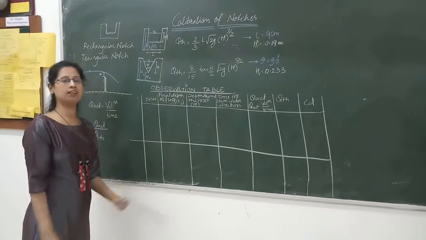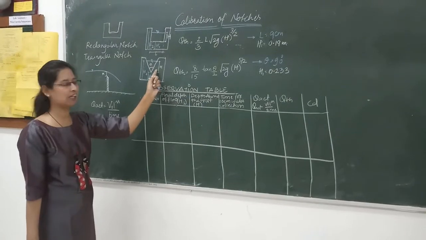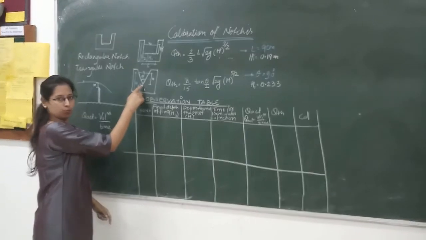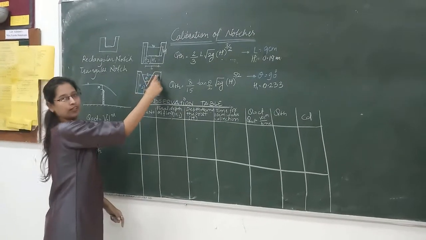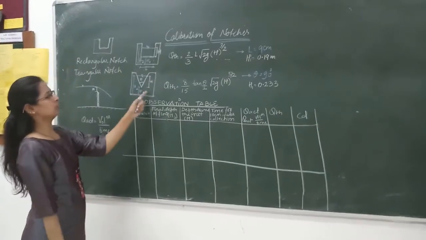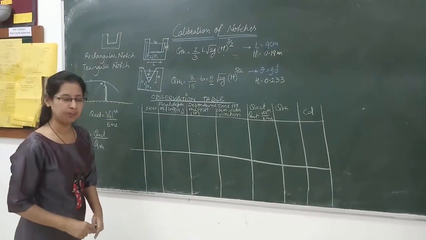In a similar manner, we have a triangular notch. The angle is represented as theta, and this is the crest point. We are interested in finding out this depth over the crest, that is h. This h is to be measured while performing the experiment.